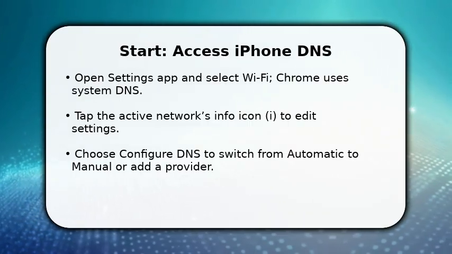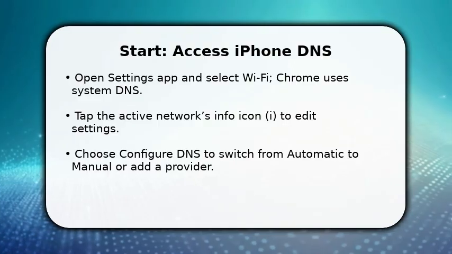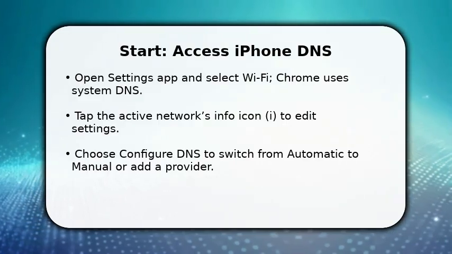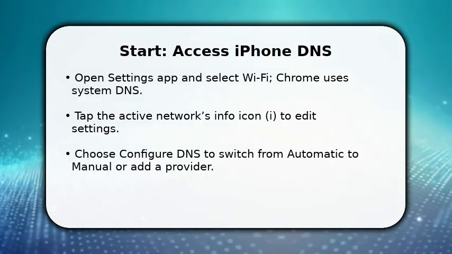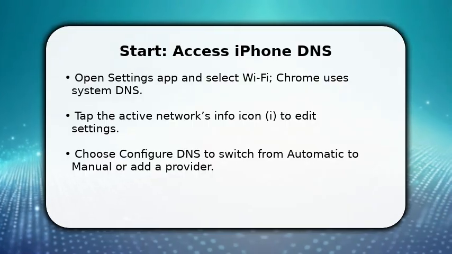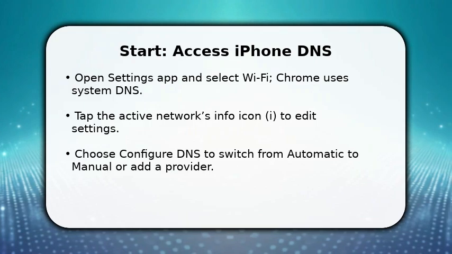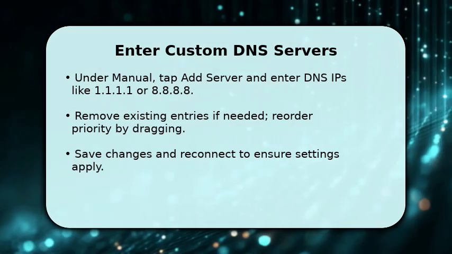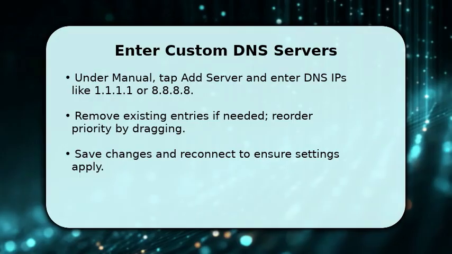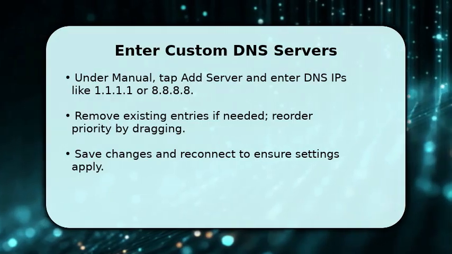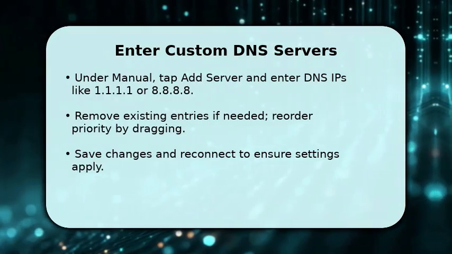If you plan to use a secure provider, keep the provider IPs ready. Make sure you are editing the currently connected network, because changes apply per Wi-Fi SSID. Once manual is selected, tap Add Server and type the DNS IP addresses you want. Common options are 1.1.1.1 or 8.8.8.8.